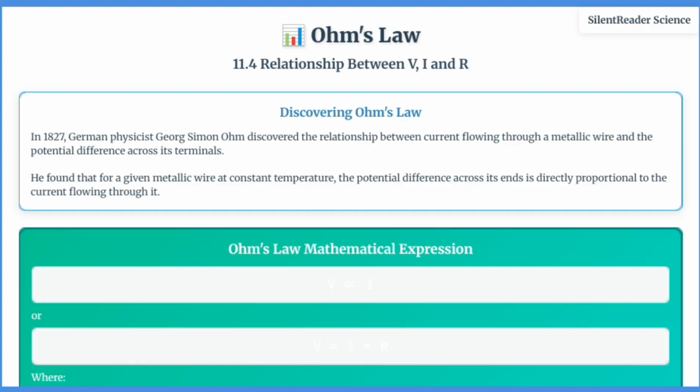Mathematically, we express this as V proportional to I, or V equals I times R, where R is the resistance of the conductor. We can rearrange this formula to get I equals V divided by R, or R equals V divided by I. We can verify Ohm's law experimentally by setting up a circuit with a nichrome wire, ammeter, voltmeter, and cells. For different numbers of cells, we note the current and voltage, calculate the V by I ratio for each reading, and plot a VI graph. The graph is a straight line through the origin, confirming that V is proportional to I at constant temperature.